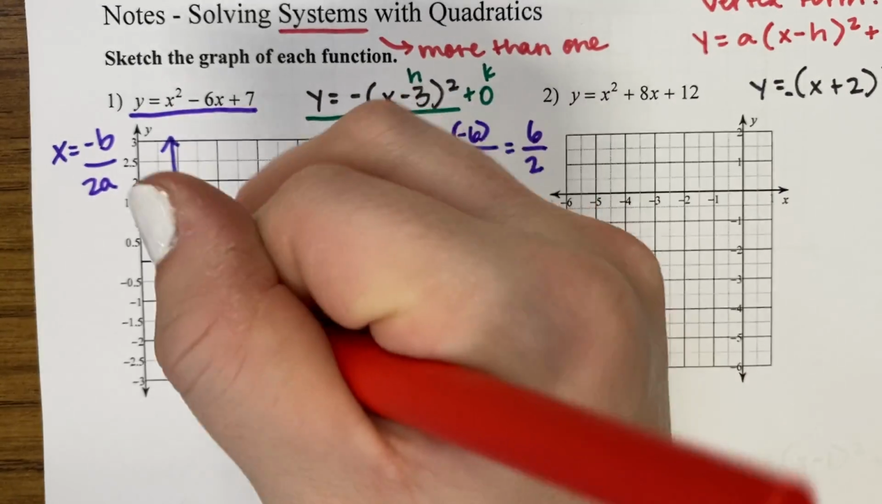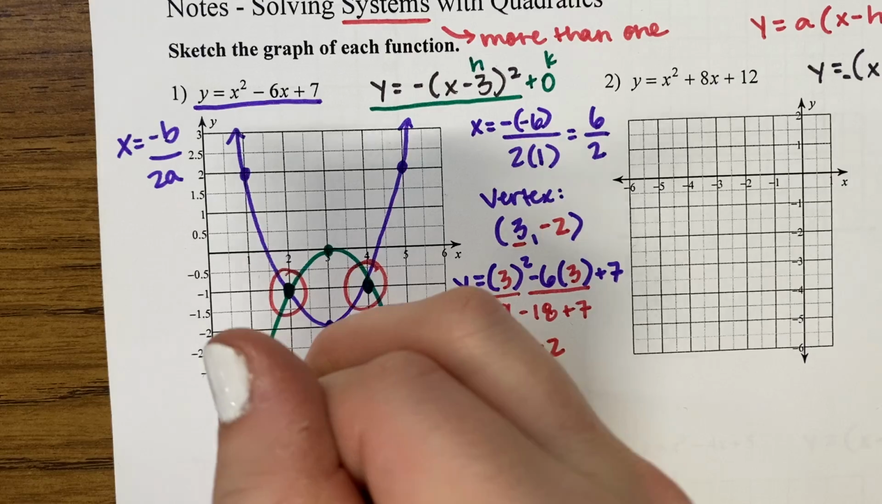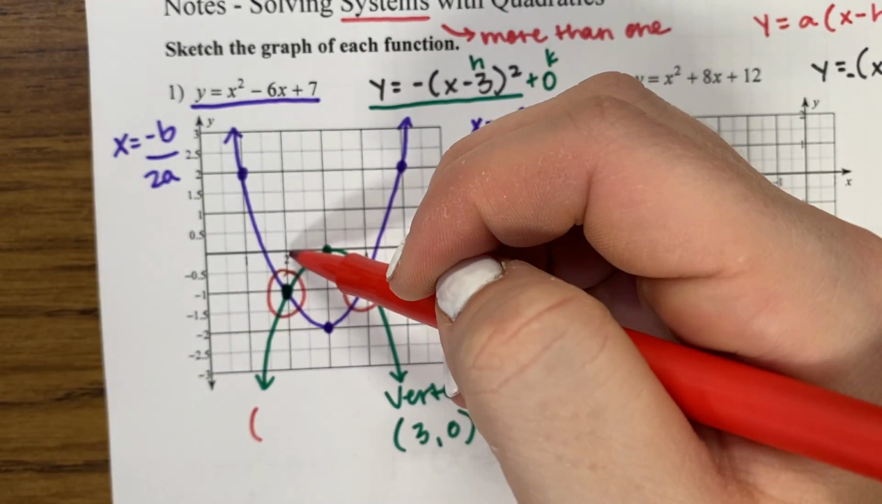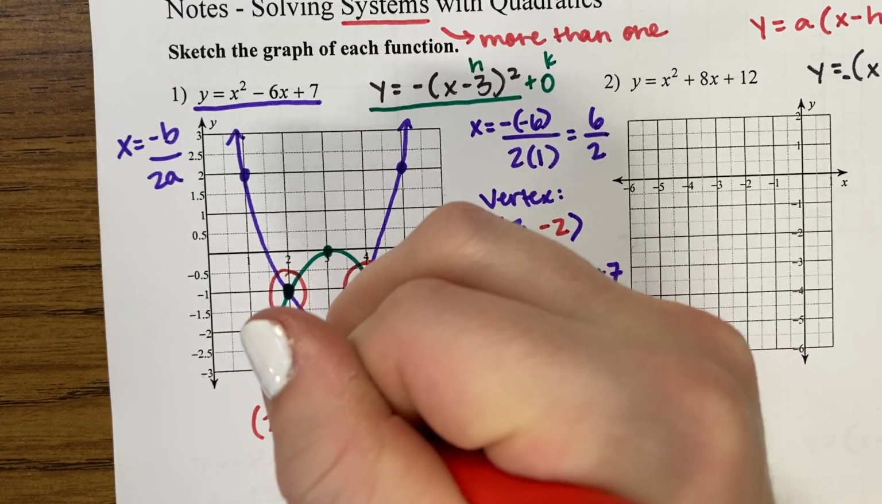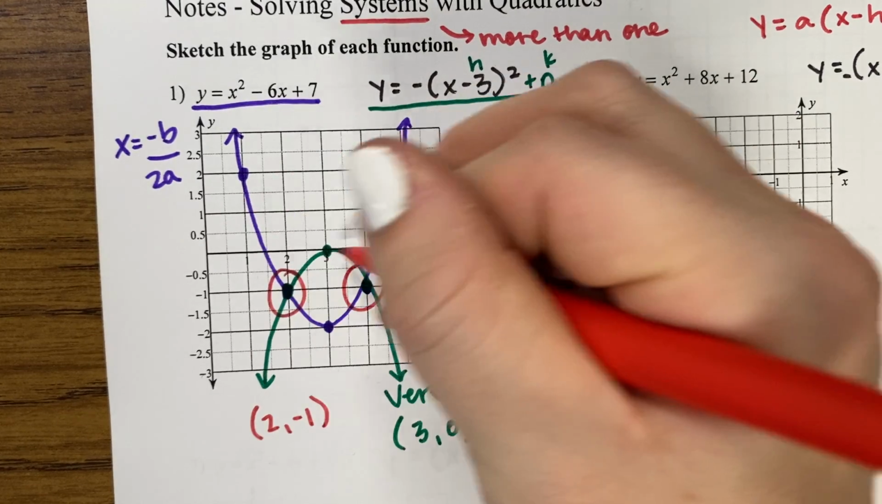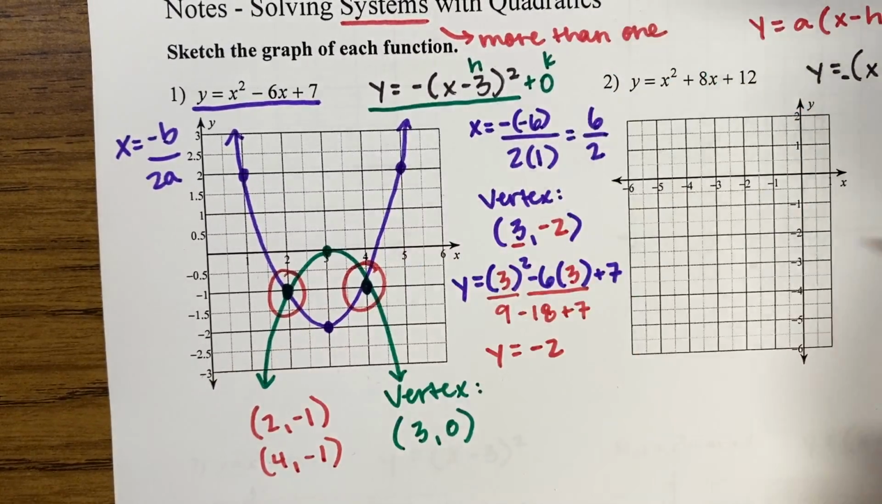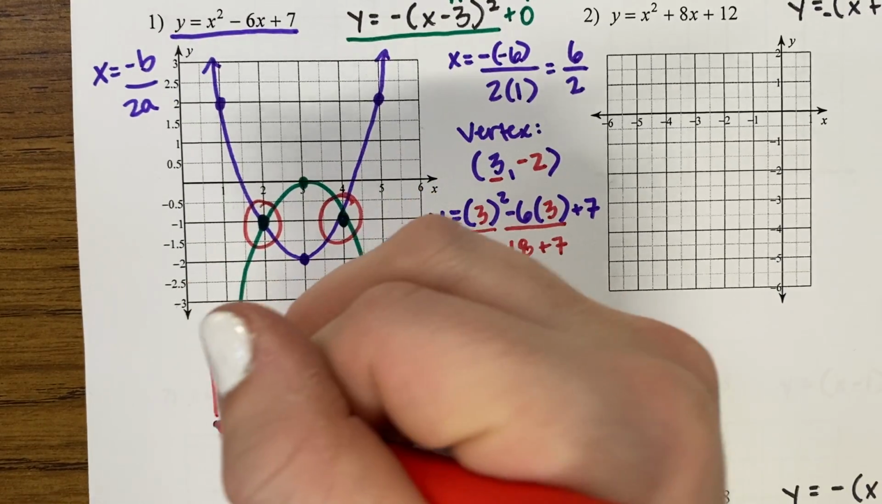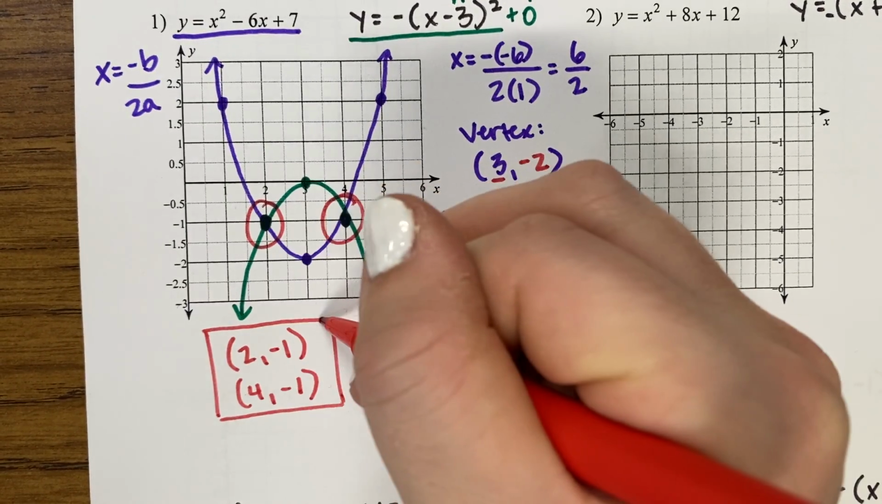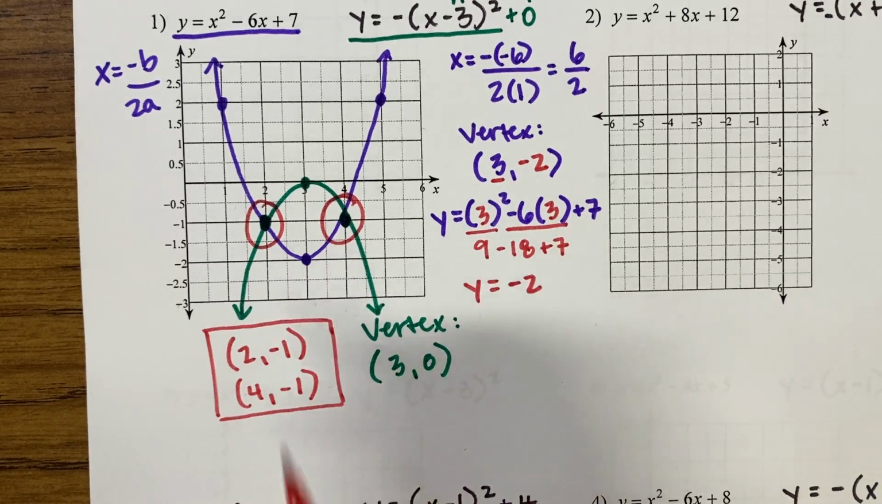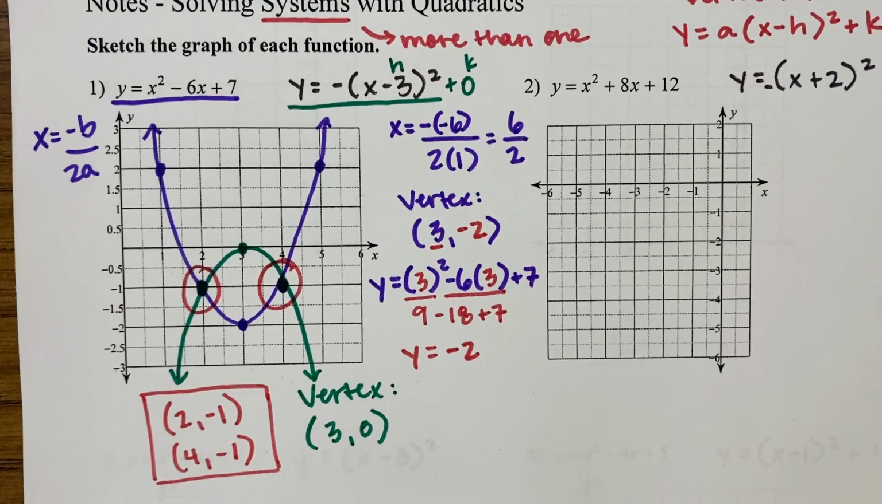So we have 2 solutions. Let's do this one first: positive 2, negative 1. So 2, negative 1. And positive 4, negative 1. And those are our 2 solutions, our 2 answers, the coordinate points where these 2 quadratic equations intersect.